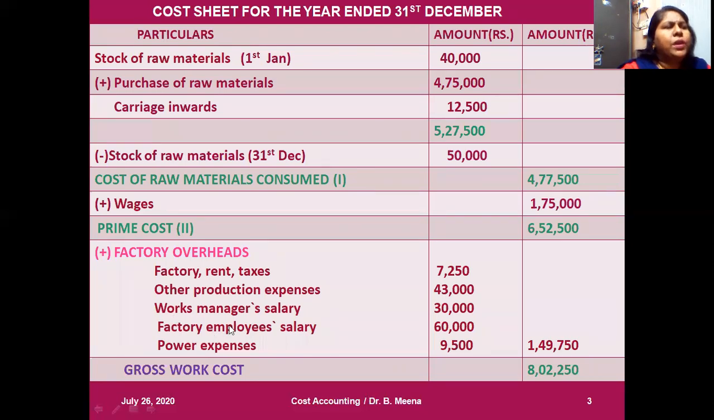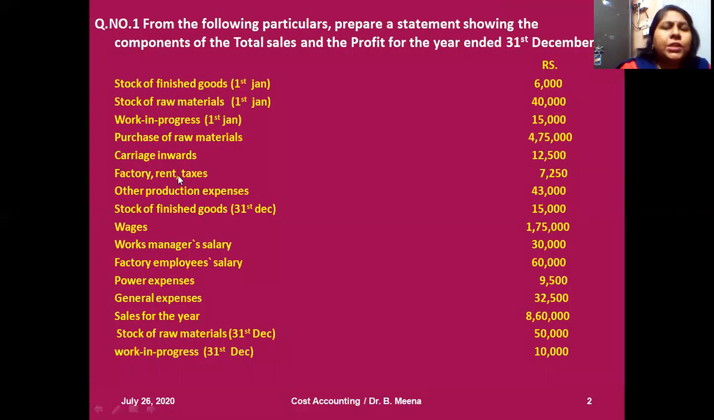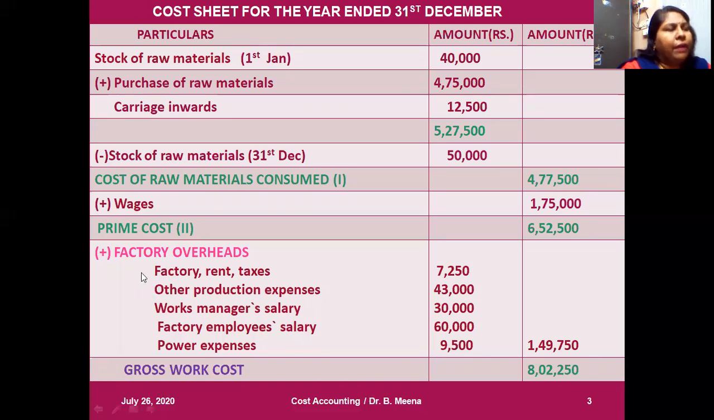That's why I mentioned over here the factory rent, other production expenses, works manager salary, factory employee salary, power expenses. So these are the expenses I noted as a reminder to easily finish the problem. I consider these expenses to be related to the factory, so I made a note F. So easily I can put them under the category factory overhead: factory rent, taxes, other production expenses, works manager salary, factory employee salary, power expenses.